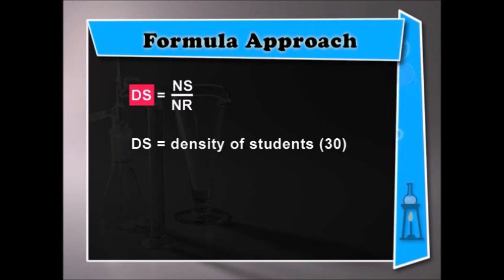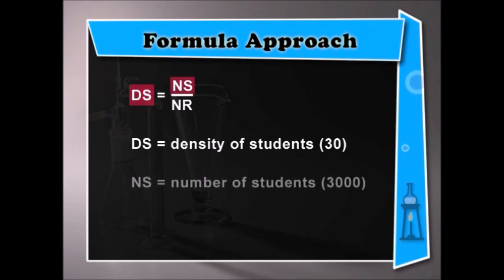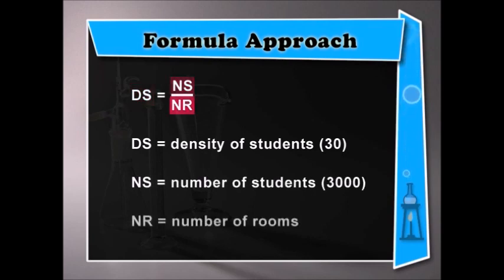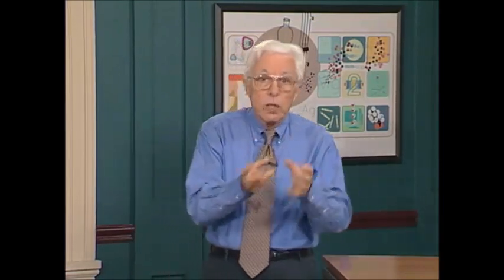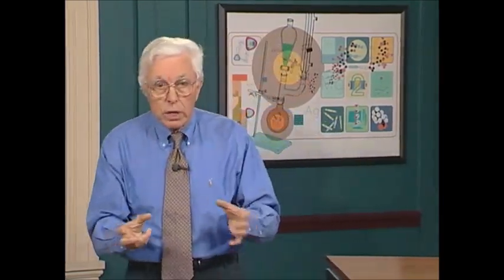ds is the density of students. How many students are in a room? Say 30. ns is a number of students, in this case 3,000. And nr is a number of rooms in the school. Now all you have to do when you use a formula is correctly line up the numbers with the three symbols in the equation and do the algebra correctly. So it might look like this.